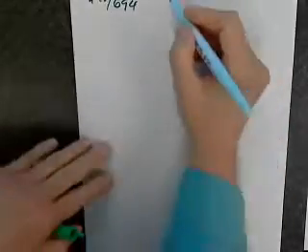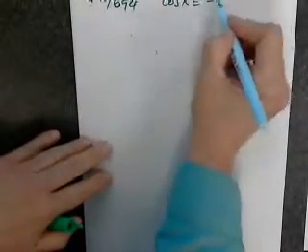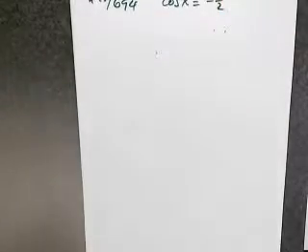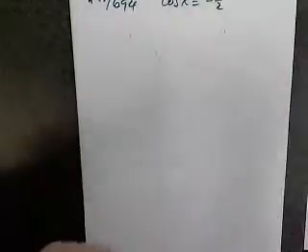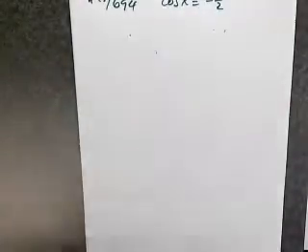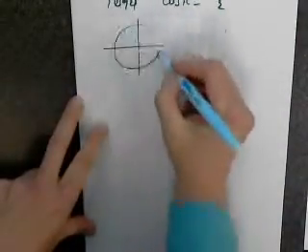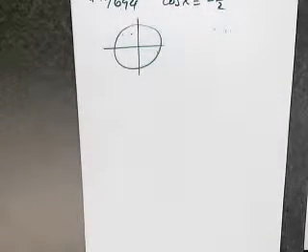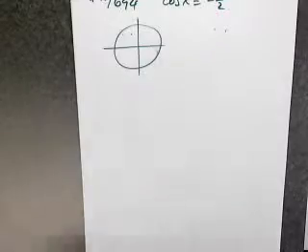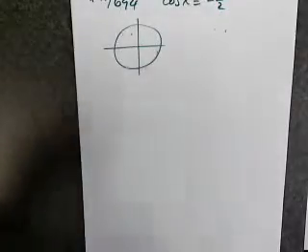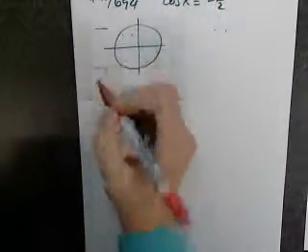And we are given cosine x equals negative 1/2. We're asked to solve this equation. Go back to the unit circle. Cosine is measured on the x-axis. Where is cosine negative? On the left side. Very good. So it's negative here and here.